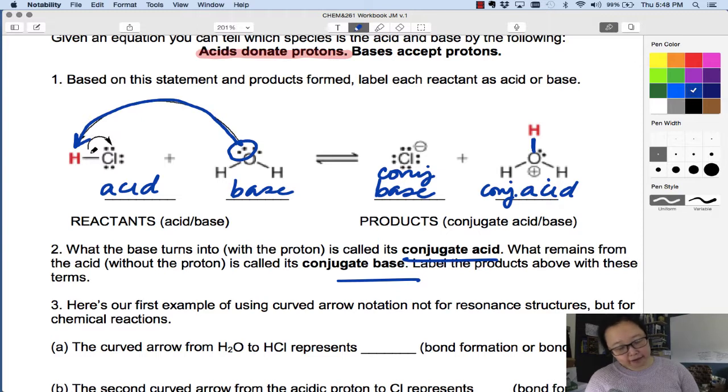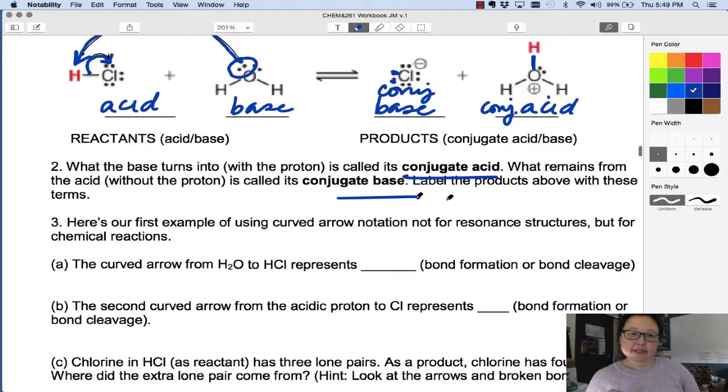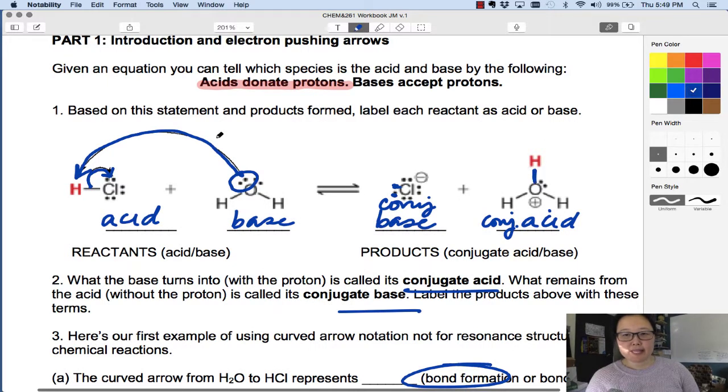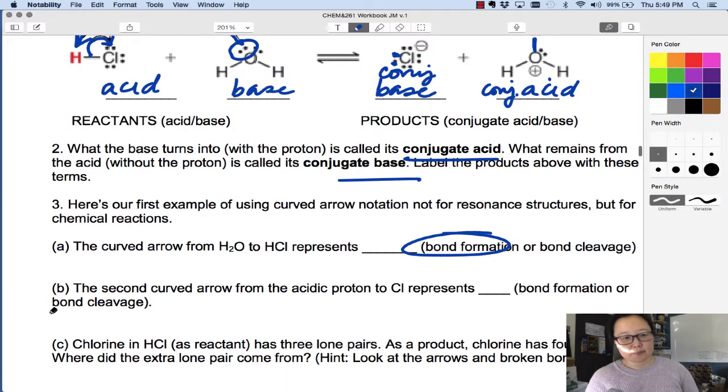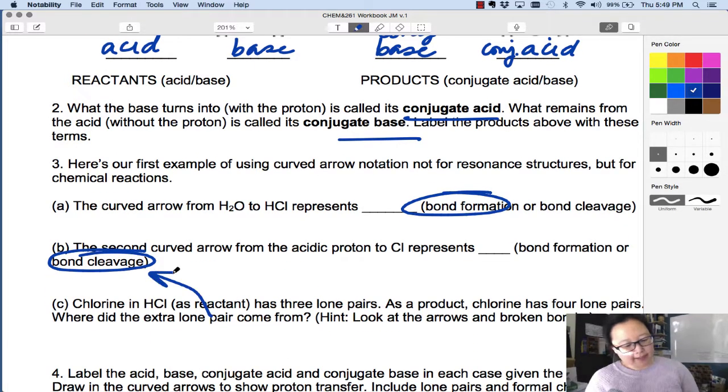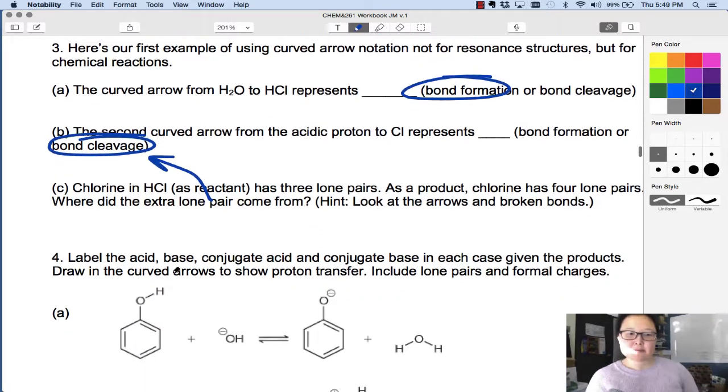So we start an arrow from the middle of the HCl bond and draw it toward the Cl as an acceptor. So the Cl had 3 lone pairs and now it has 4. I guess maybe you might think of it as being the pair that are right here. So the curved arrow from water to the HCl represents a bond formation where this bond is being formed. And this bond is breaking and giving its 2 electrons to the Cl. So that's what we call bond cleavage. Chlorine in HCl has 3 lone pairs, and as a product it has 4. So that came from the bond cleavage, the 2 electrons in the bond.